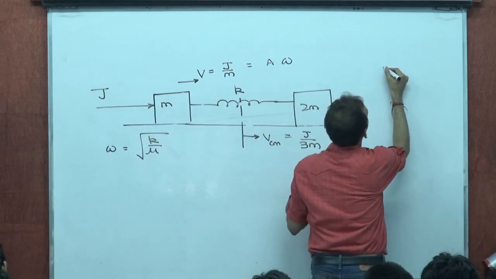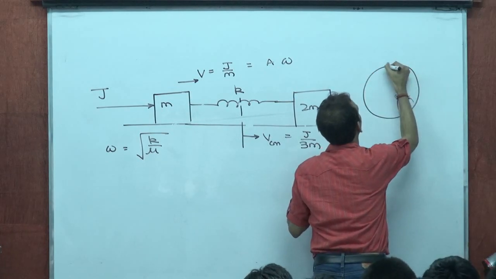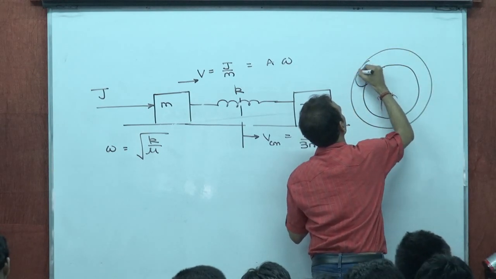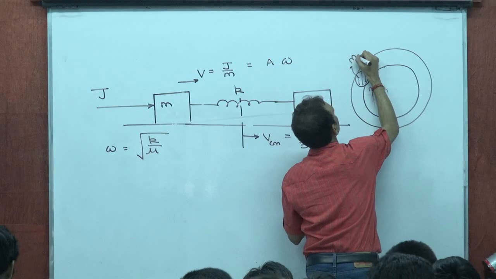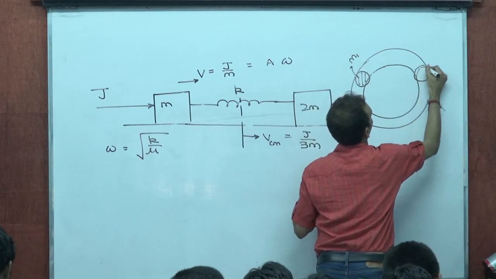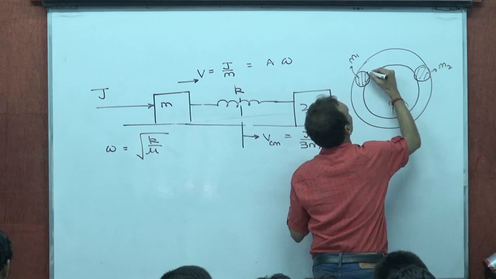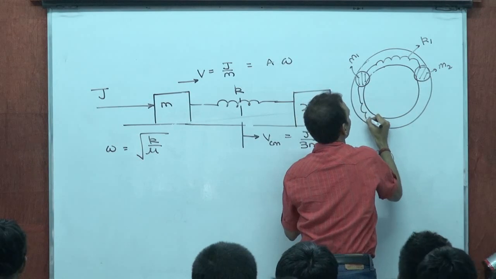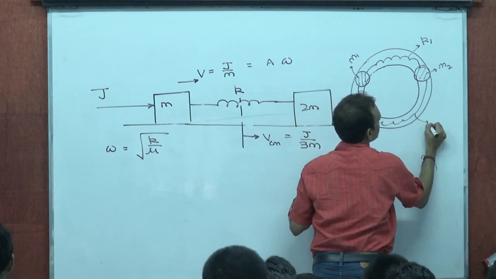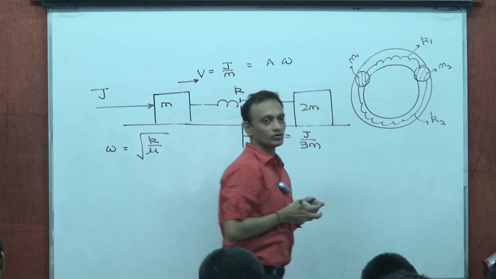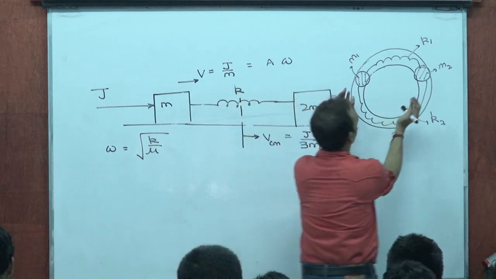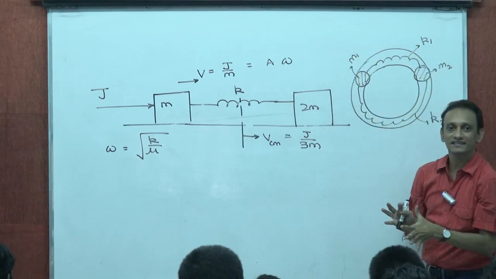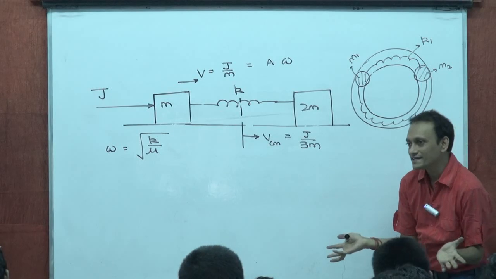Sometimes they would give you mass m1, another mass m2, spring of force constant k1, spring of force constant k2, right? And you would bring the two masses closer together and release.